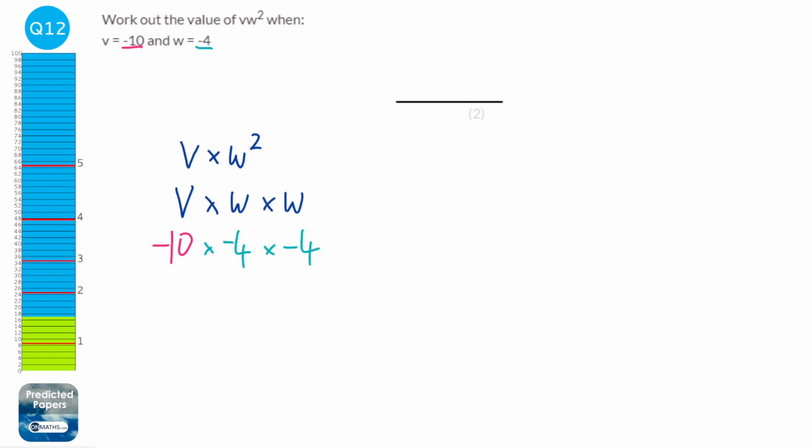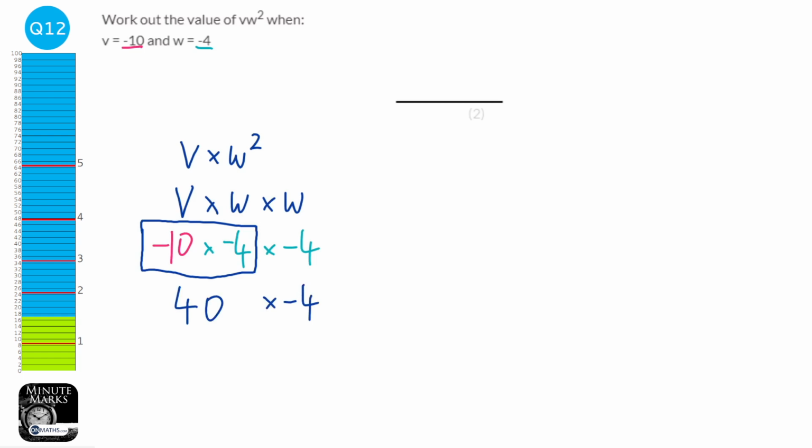Okay, so when you multiply, it doesn't matter which order we do it. So what I'm going to do is I'm just going to do these ones first. And I'm going to ignore that times minus 4 at the end. So minus 10 times minus 4, that's a minus times a minus, which is a positive. 10 times 4, which is 40, times minus 4. Now we're going to do 40 times minus 4, so it's a positive times a negative, so that's going to be a negative. And 40 times 4, well, 4 times 4 is 16, so 40 times 4 is 160. So it's going to be minus 160.